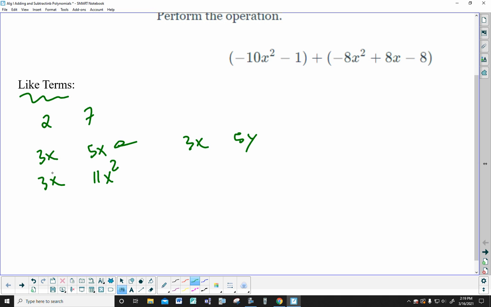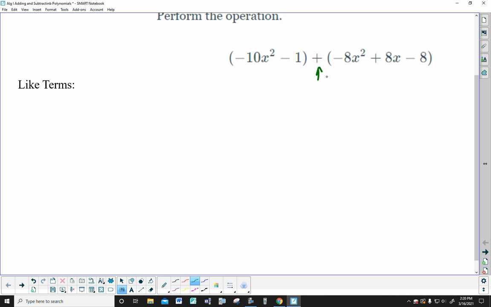Like terms have the same variable with the same exponent. These are the same variables with the same exponent. These are not the same variable, but they do have the same exponent. But these are not like terms. They have to have both: same variable, same exponent. These are the same variable, but they do not have the same exponent. These both don't have a variable, so they are like terms. Okay? All right, here goes.